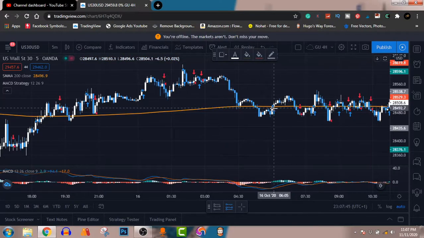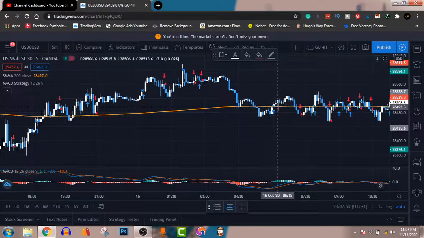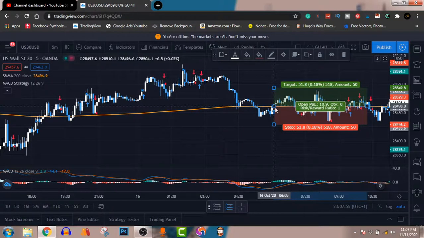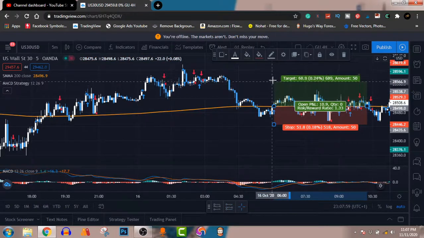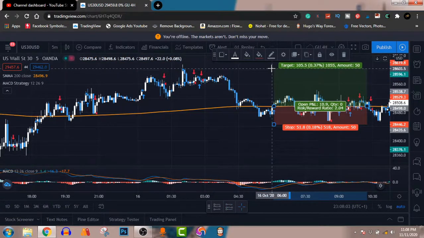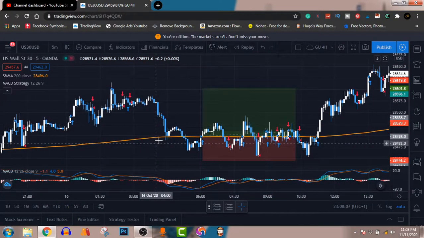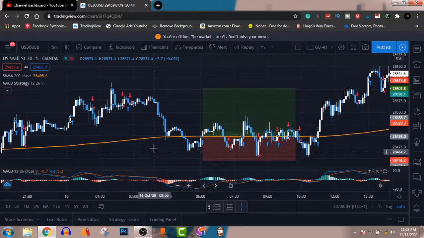So this is another one. The MACD is below the line, and the price is above, so you can take this one, obviously. Let's see how that plays out. Okay, targeting 2 to 1. Perfect. We want that too. So I'm just gonna keep going now.